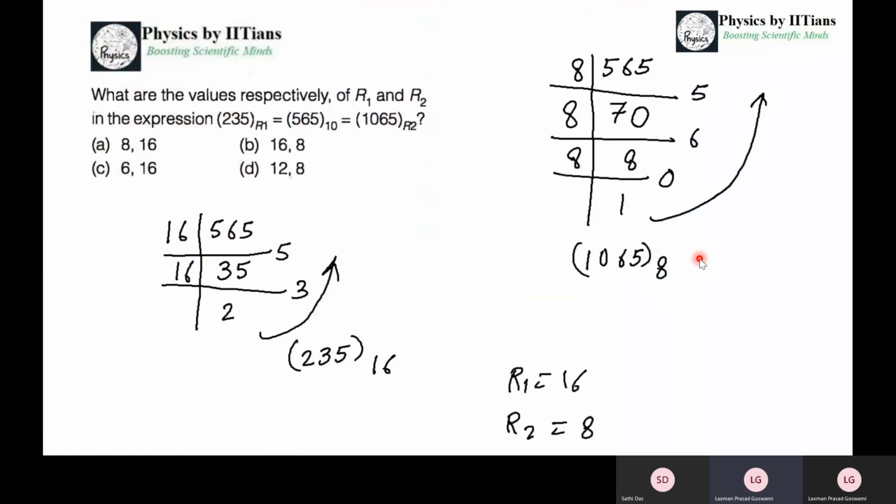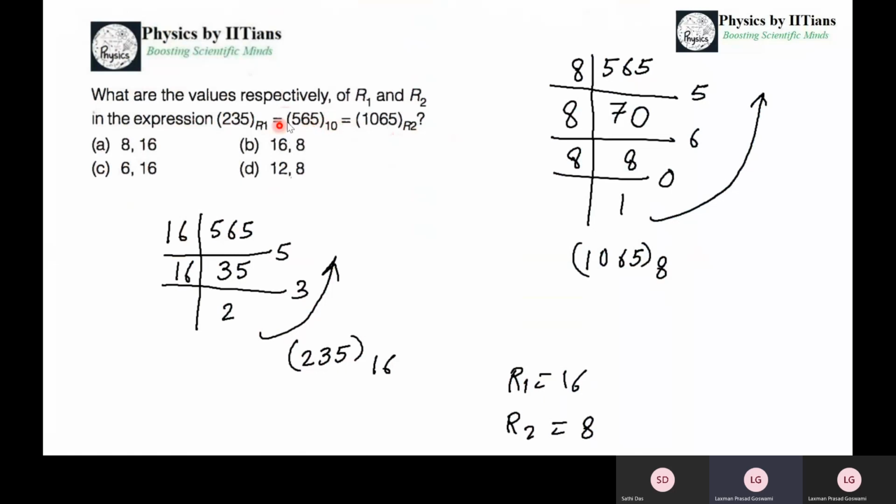So the first question is: 235 in some number system R1 is equivalent to 565 in the decimal number system, and this is again equal to 1065 in number system R2. There are two number systems R1 and R2. We have to identify what these R1 and R2 are. So first of all, we know 565 is in the decimal number system. We can change this number system into octal or hexadecimal number system.